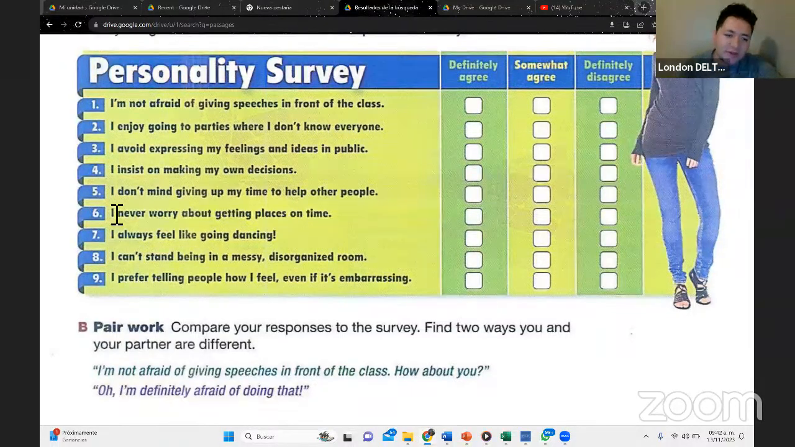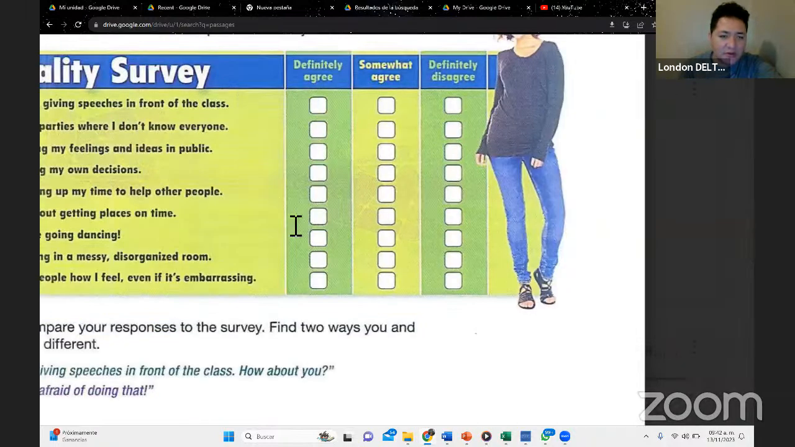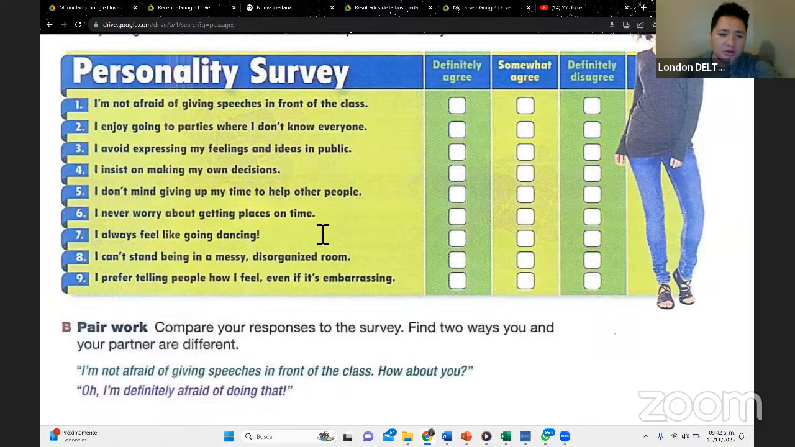Okay, the number 6 is I never worry about getting places on time. That means you always arrive on time. Siempre llegas a tiempo.